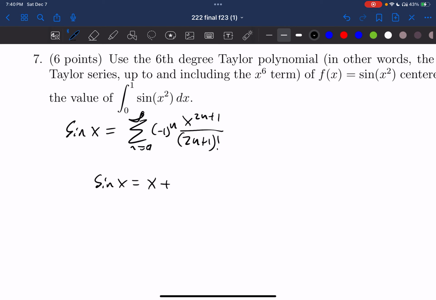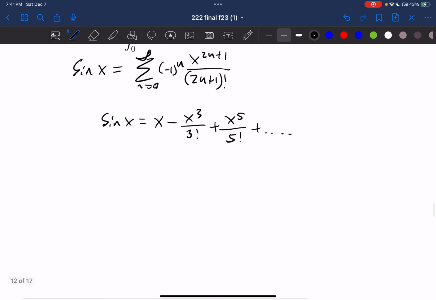So plus the second term, if we plug in 1, negative 1 to the first power is going to be negative 1, so we have to write a negative sign here. And then 1 times 2 is 2, plus 1 is 3. So x to the third power divided by 3 factorial. Plus, when we plug in 2, negative 1 to the second power is going to be positive 1, so we have a plus sign. And then 2 times 2 is 4, plus 1 is 5. x to the fifth power divided by 5 factorial. Plus so on, right?